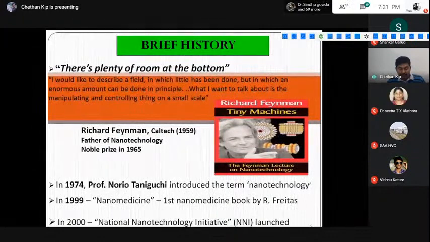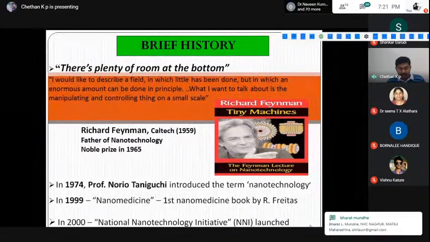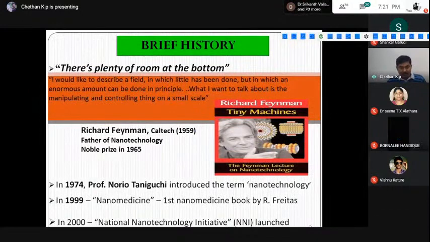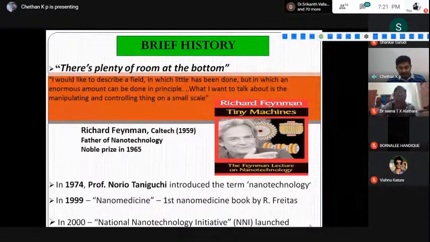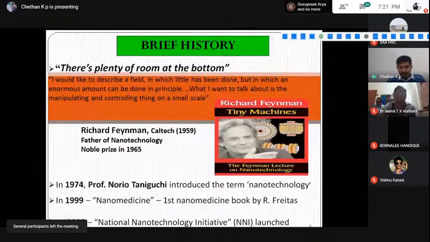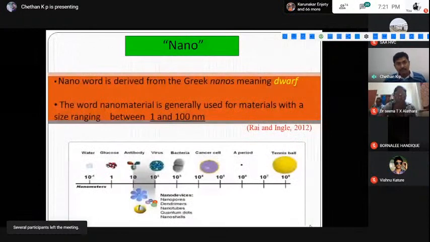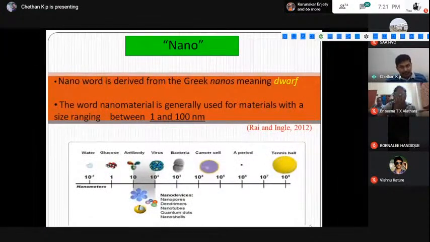Later, in the year 1974, Professor Norio Taniguchi introduced the term nanotechnology. And in the year 1999, Freitas wrote the first book on nanomedicine. Later, in the year 2000, the National Nanotechnology Initiative was launched by the USA. The word nano is actually derived from the Greek nanos, meaning dwarf.